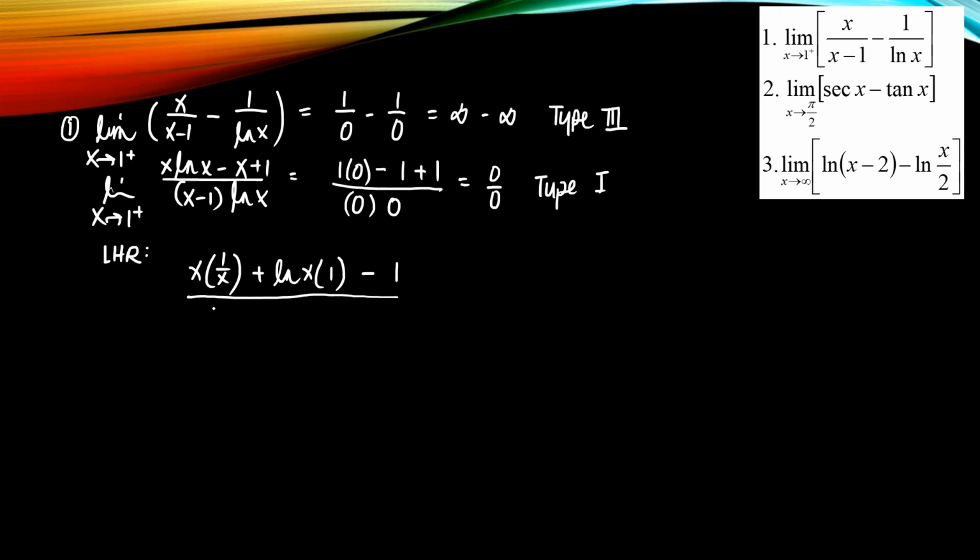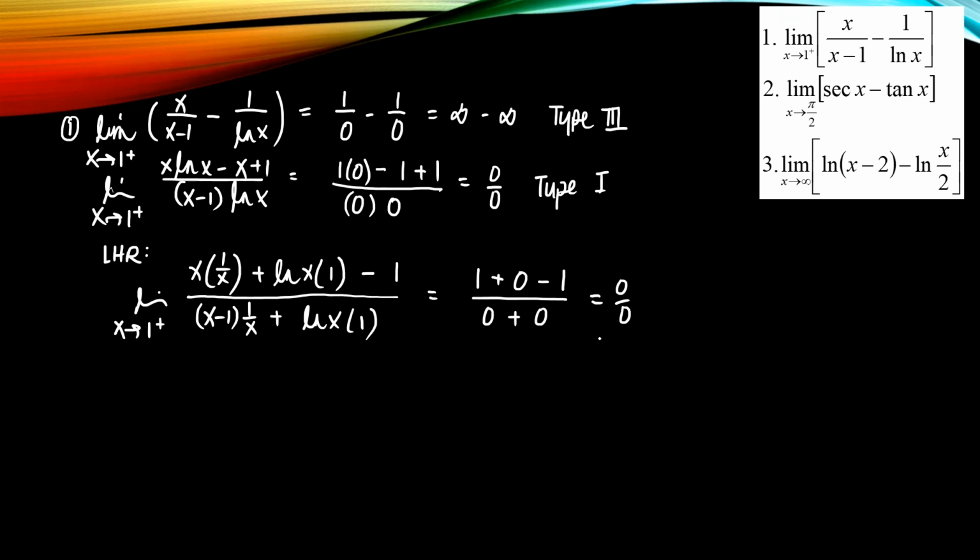Here, it's also a product. Copy the first, derivative of the second, plus copy the second, derivative of the first. Okay, let's apply the limits. This one is just 1, because that's x over x. Minus ln of 1 is 0, minus 1 over 0, plus 0. So you'll have 0 over 0. It's ugly, right? But it's type 1 still.